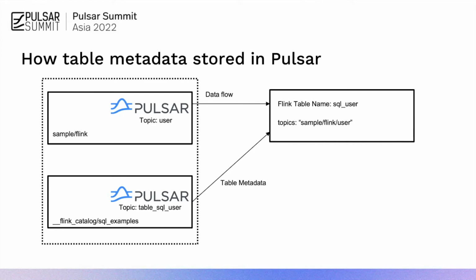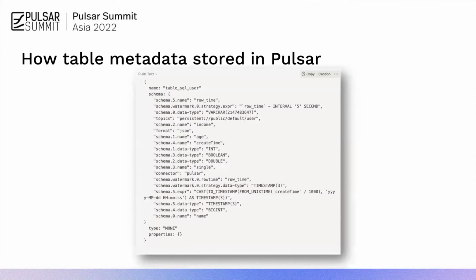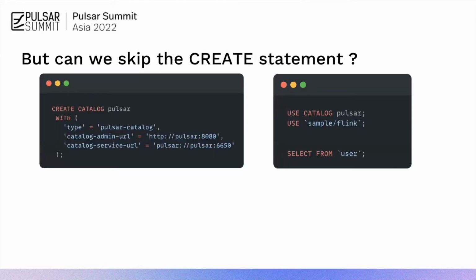That sounds curious, right? If we look at the content of the metadata of that topic, we'll get something like this. The name is table_SQL_user, and you can see all the Flink schemas are available in the JSON. Well, that's pretty much for the explicit table, but we can go a step further. Can we skip the create statement? Well, this is actually doable.